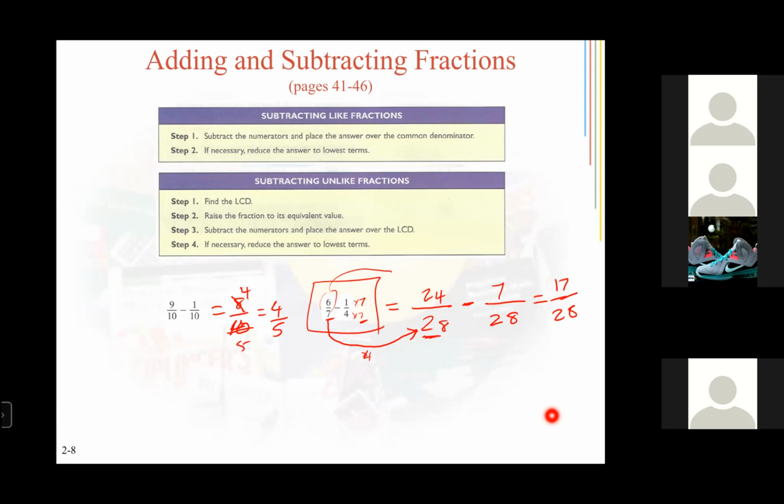I think I need to give you another one to work on. So I'm going to ask you to do 5/8 plus 2/3. Do that one, 5/8 plus 2/3. I'll give you a couple minutes and I'm going to call on you to tell me what you did.